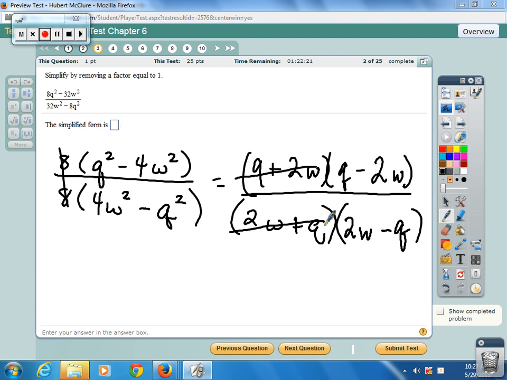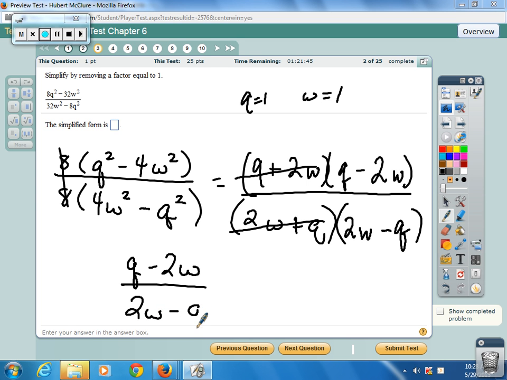But you can't knock these two out because these are totally different, because 2 minus 3 is not the same as 3 minus 2. So you can't knock them out. In other words, if you don't believe me, plug in Q equal to 1 and W equal to 1 and see what cancels. These two will cancel. All right, so your answer is Q minus 2W over 2W minus Q.